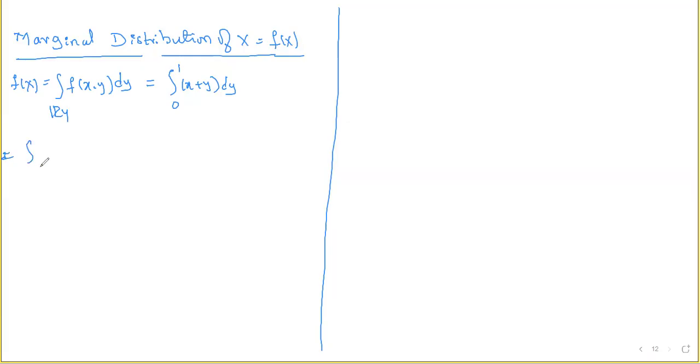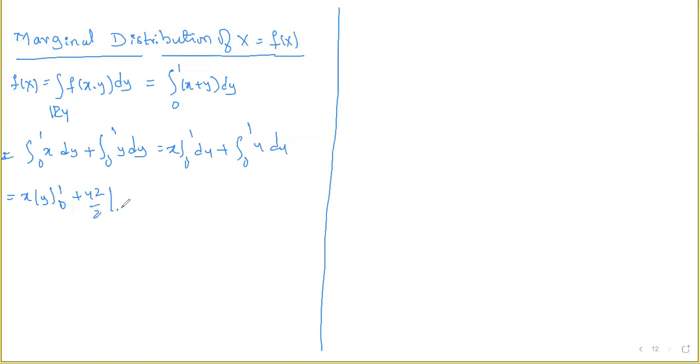So now integration 0 to 1 x dy plus integration 0 to 1 y dy. So x is independent of variable. So x as it is, integration of 0 to 1 dy plus integration of 0 to 1 y dy. This is equal to x into 0 to 1 plus y square by 2, 0 to 1. This is x into 1 minus 0 plus y square by 2, 0 to 1. This is equal to x plus 1 by 2. Why it is 1 by 2? 1 square is 1.